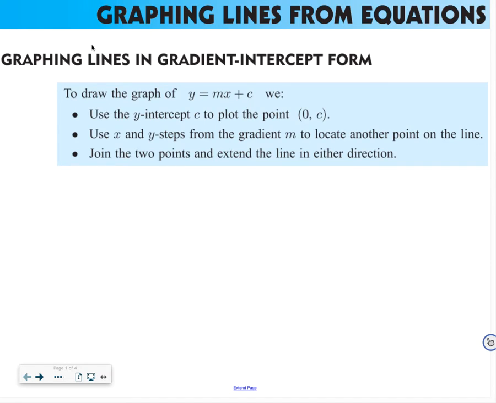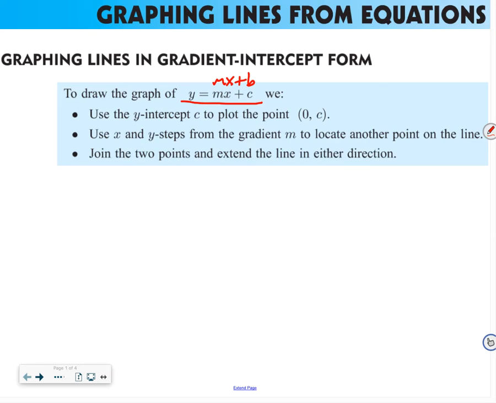All right, mathletes, here we go. We're going to do some graphing of lines from equations. So, graphing lines, when we're given it in gradient intercept form, remember gradient intercept form is y equals mx plus c. We also will see this as mx plus b in some text.